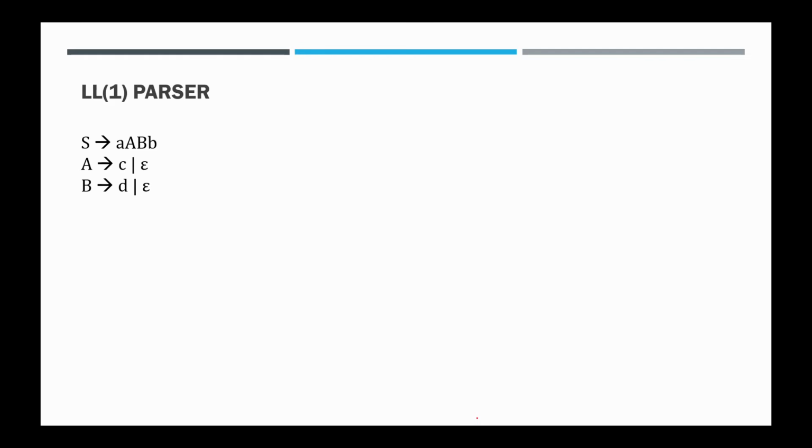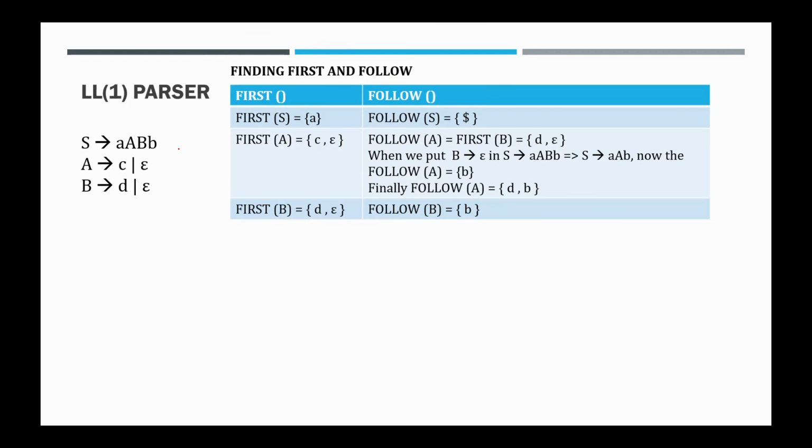Now we'll see how to construct the LL(1) parsing table. So when a grammar is given, what is the first step? We need to find the first and follow. We already did that for this example which is being given. The first of S is A, first of A is C and epsilon, first of B is D and epsilon. How will you find the first of S here? We have given all these steps here, just refer to it.